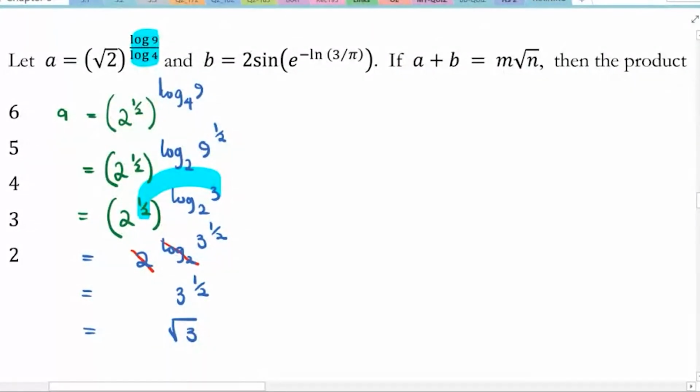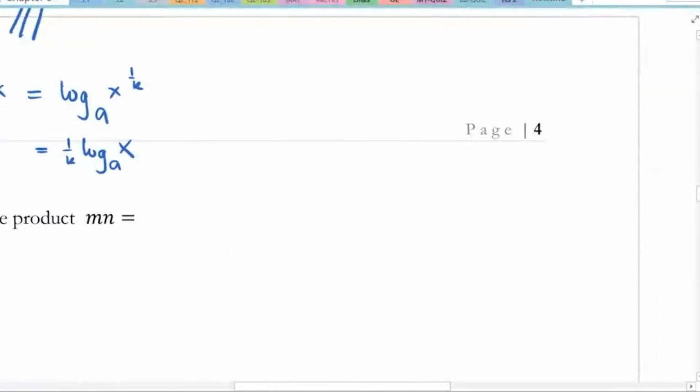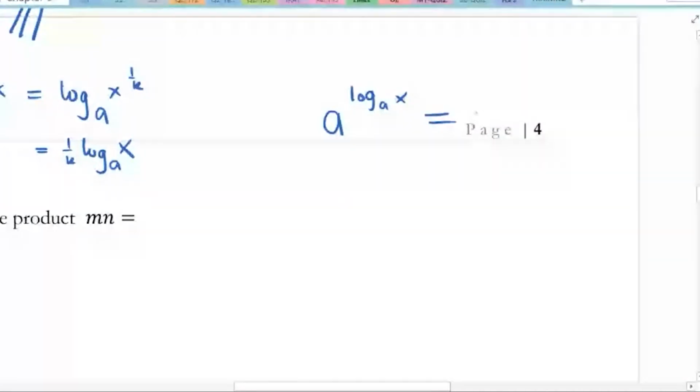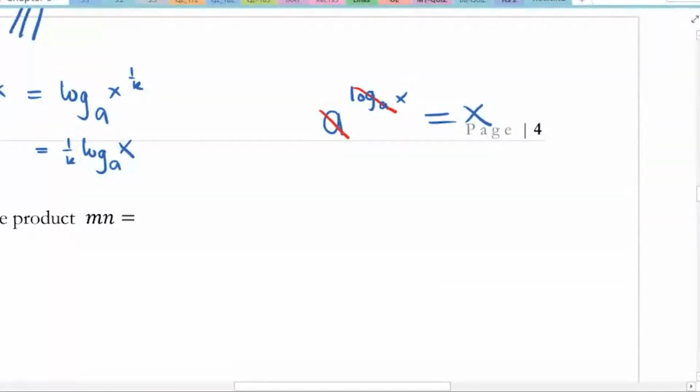Doctor, can you repeat the last? Which one? Oh, it is a property of logarithm. The property says if you have the base to be a, and the power to be log base a of x, this is always equal to x. Why? Because this base and this base will cancel each other.